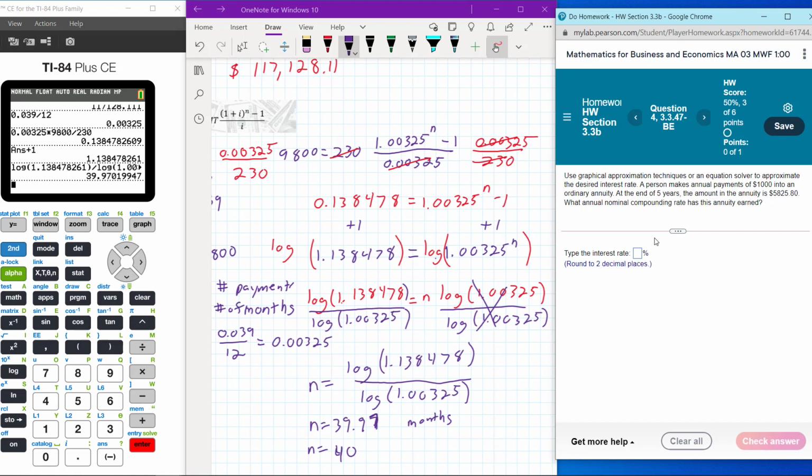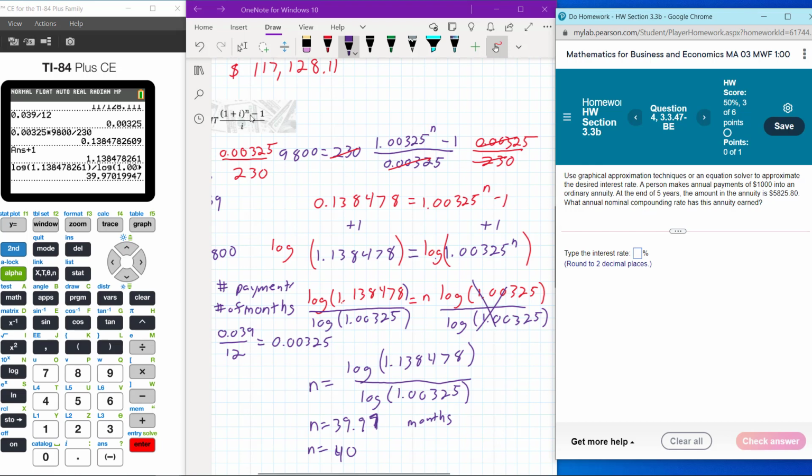Okay, for our fourth problem, we're more than halfway there. We want to use the graphical approximation technique or an equation solver to approximate the desired interest rate. A person makes annual payments of $1,000 into an ordinary annuity. At the end of 5 years, the amount of the annuity is $5,825.80, and we want to know what the annual compounding rate is.